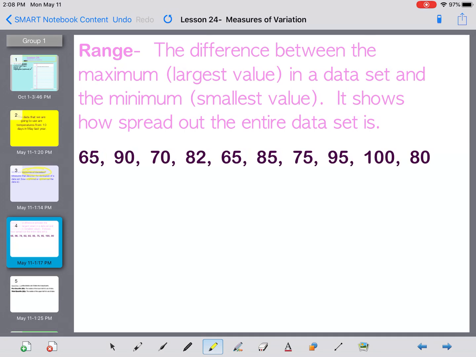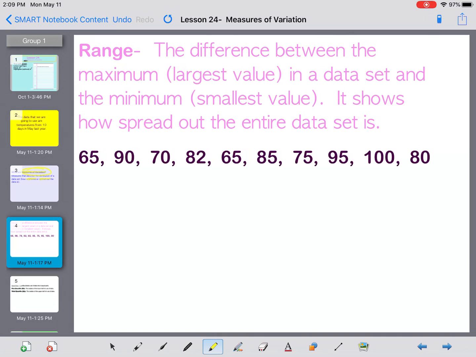So check it out. Below here, you are going to see these are the different temperatures for the days that I tested last year. So one day it was 65, another day it was 90, another day it was 70, and so on. Wow, I really hope May warms up like that. We'll see after our April.